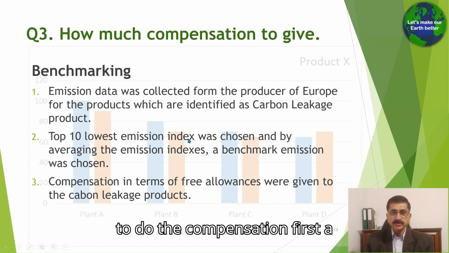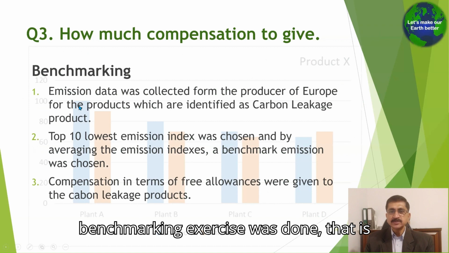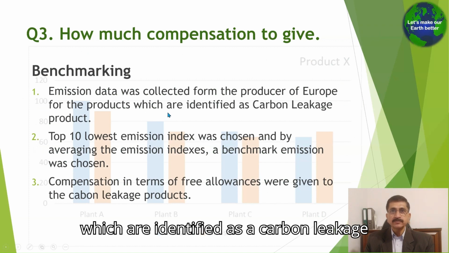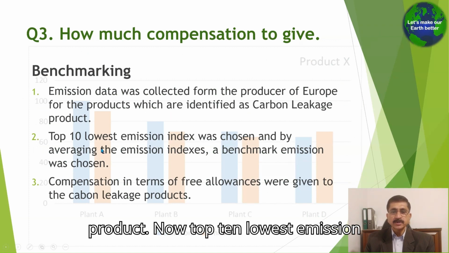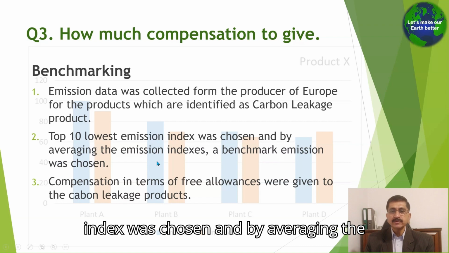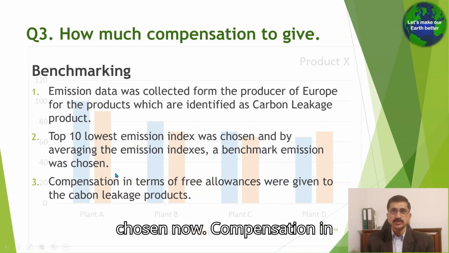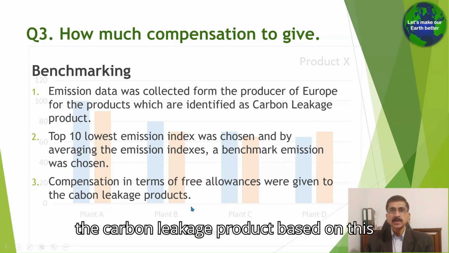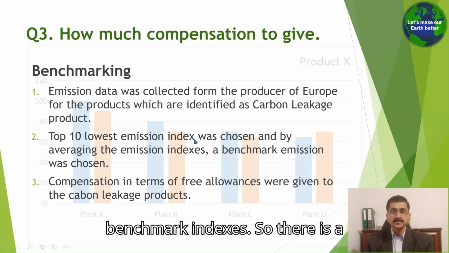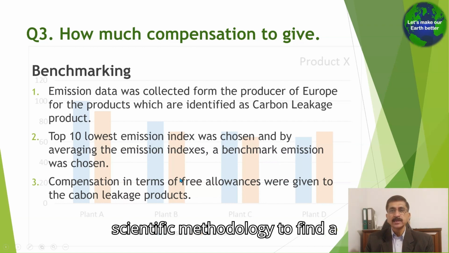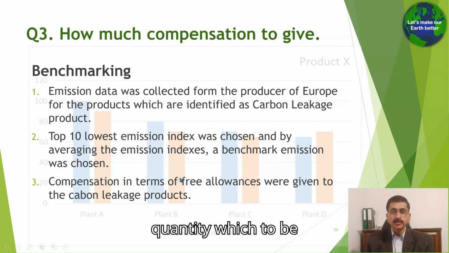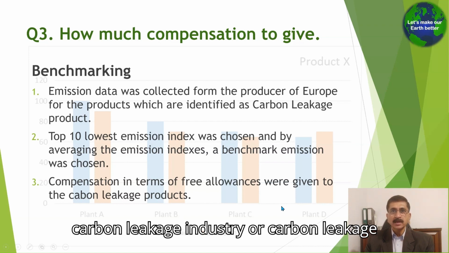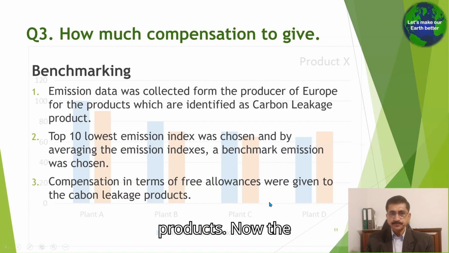Now to do the compensation, first a benchmarking exercise was done. That means emission data was collected from all the producers of Europe for the products which are identified as carbon leakage products. Now the top 10 lowest emission index was chosen, and by averaging the emission index, a benchmark emission was chosen. Compensation in terms of free allowances was given to the carbon leakage products based on these benchmark indexes. So there is a scientific methodology to find the quantity which is to be compensated, and this is compensated by providing free allowances to the carbon leakage industry or carbon leakage products.